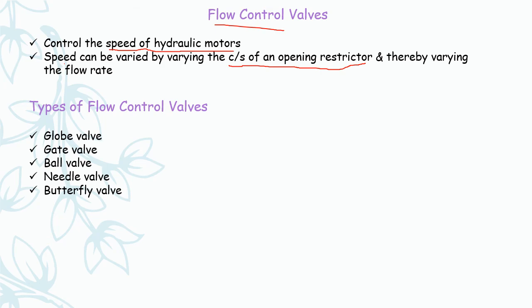What are the different types of flow control valves which are used? Flow control valves include the globe valve, gate valve, ball valve, needle valve, and butterfly valve. We will study these flow control valves in detail in the next class.